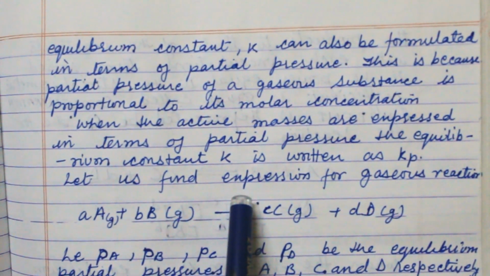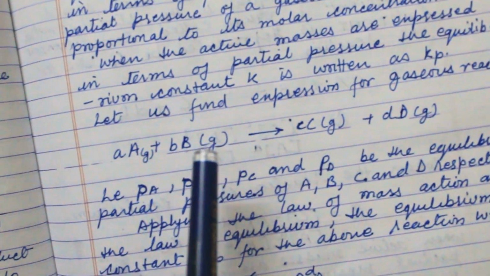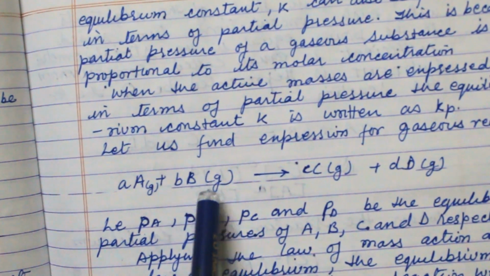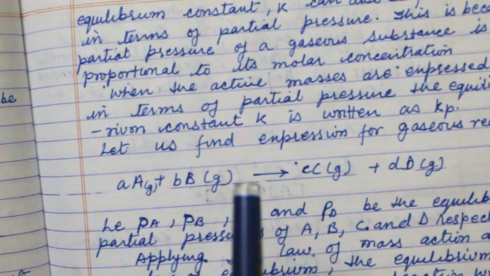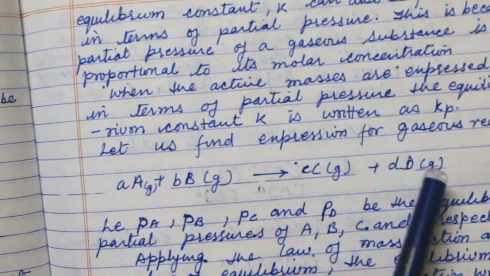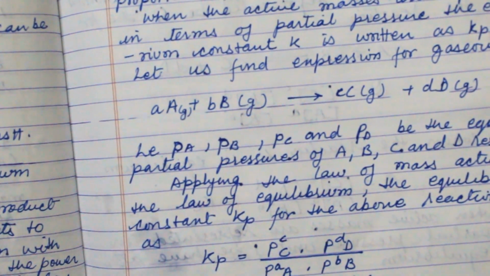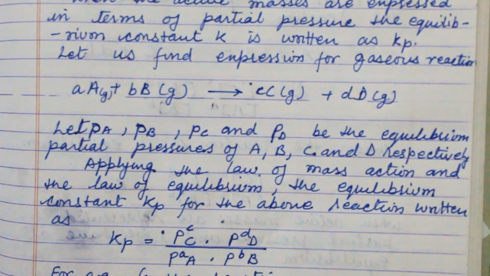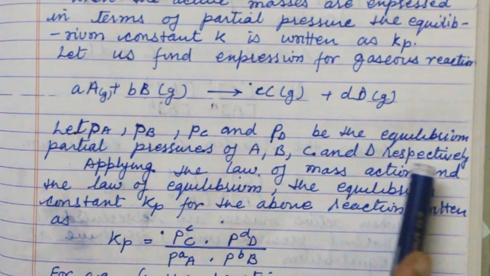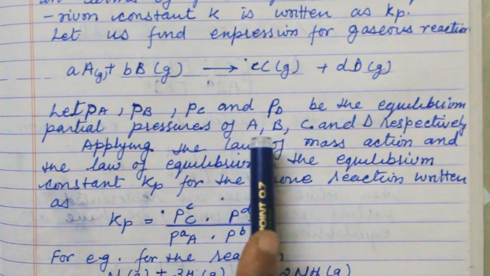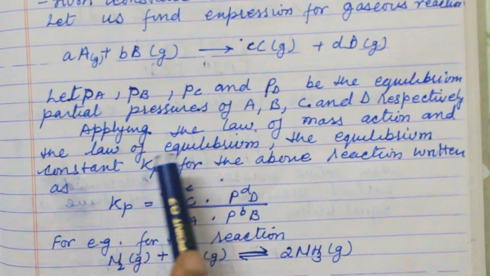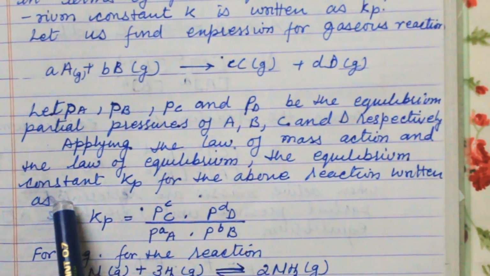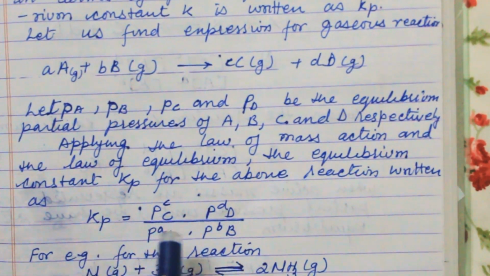Let us find the expression for a gaseous reaction. For example, A is a reactant in the gaseous state, B is also a reactant in the gaseous state, and they form products C and D in the gaseous state. So we have, let PA, PB, PC, PD be the equilibrium partial pressures of A, B, C, D respectively. Applying the law of mass action and the law of equilibrium, the equilibrium constant, that is Kp, for the above reaction is written like this.